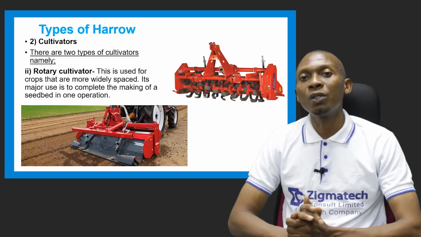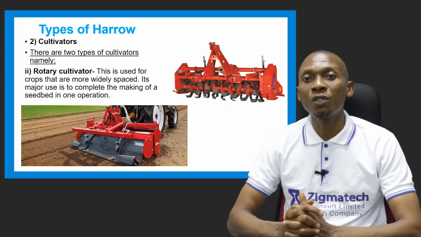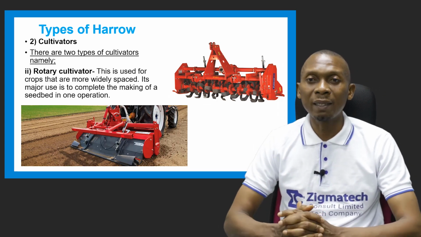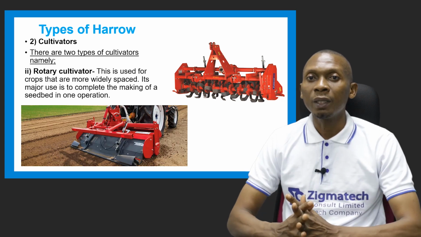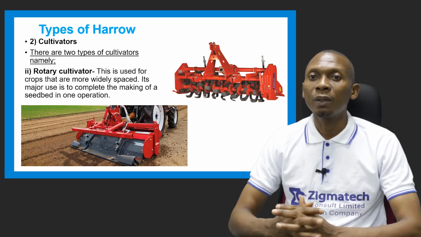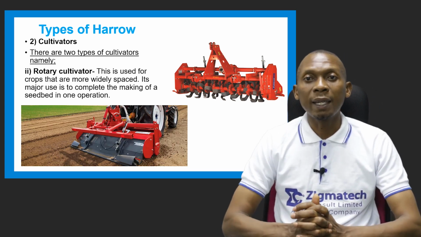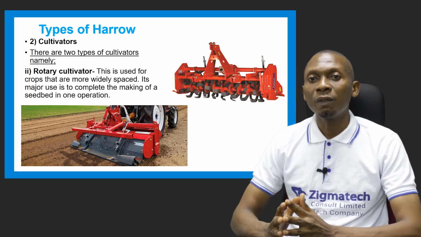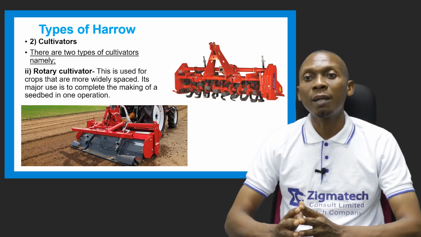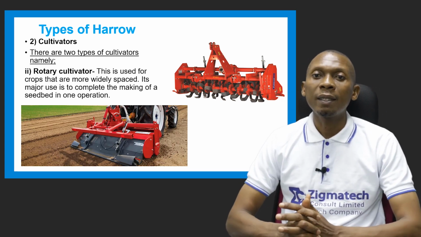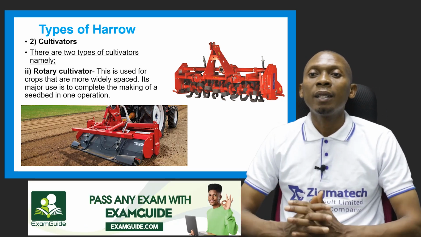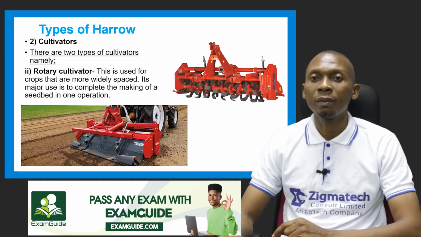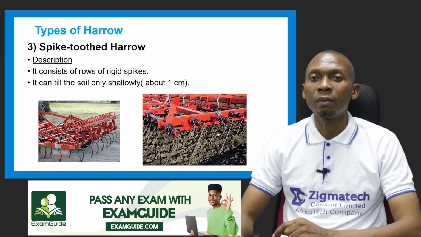The second type of cultivator, as I said earlier, is the rotary cultivator, and is used for crops that are more widely spaced as compared to the spring-tine cultivator that I mentioned earlier. So the rotary cultivator is used for crops that are more widely spaced. So the major use is to complete the making of seed beds in one single operation.